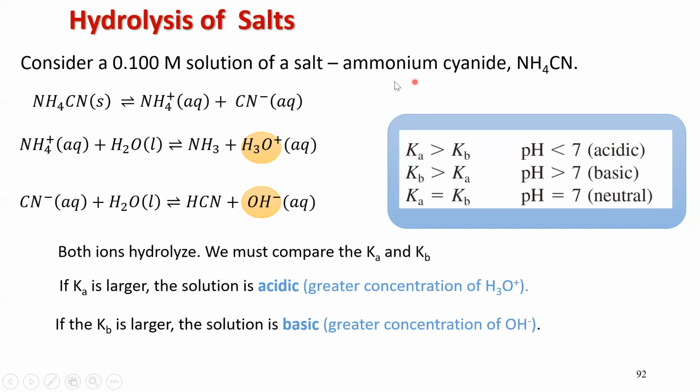So salts are either going to be acidic salts if they increase the hydronium ion concentration. They're going to be basic salts if they increase the hydroxide ion concentration. They're going to be neutral if neither the cation nor the anion affects the pH of the solution. And both the cation and the anion can affect the pH, and we have to decide which one affects it to the larger degree.